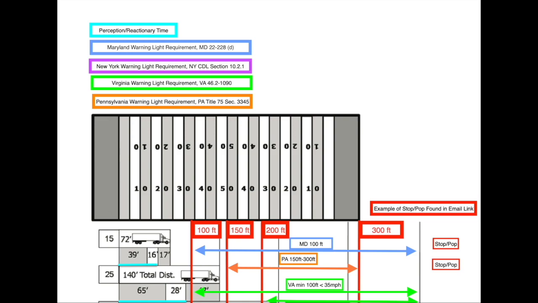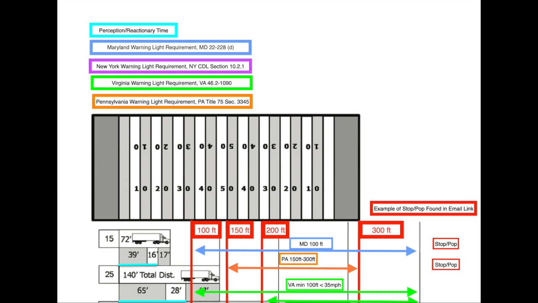The blue, the Maryland light warning requirement, is found in Maryland Law 22-228, subsection D. The purple is the New York warning light requirement. I could only find that in the New York Commercial Driver's License Manual, section 10.2.1. Most CDLs, chapter 10, if they have it, Pennsylvania does not, covers school bus operations. The green, the Virginia warning light requirement, is found in Virginia Law 46.2-1090. And the Pennsylvania warning light requirement, PA, is found in Pennsylvania Law Title 75, Section 3345.